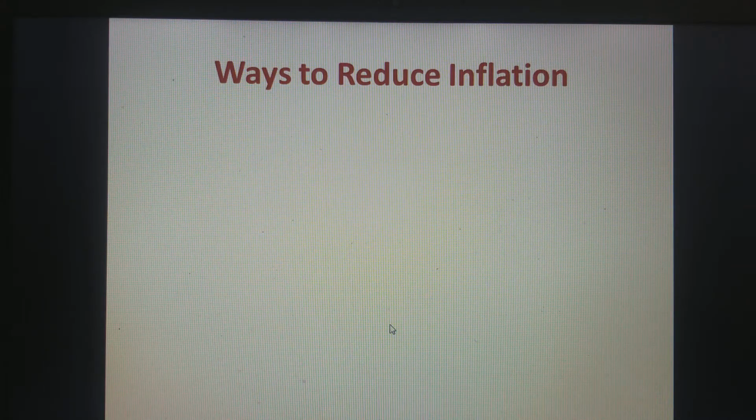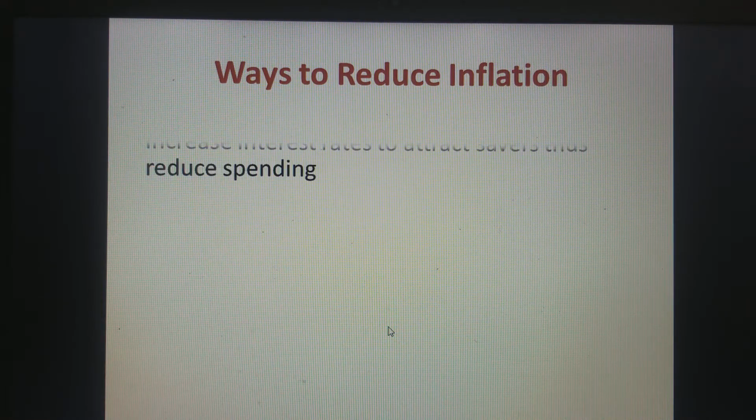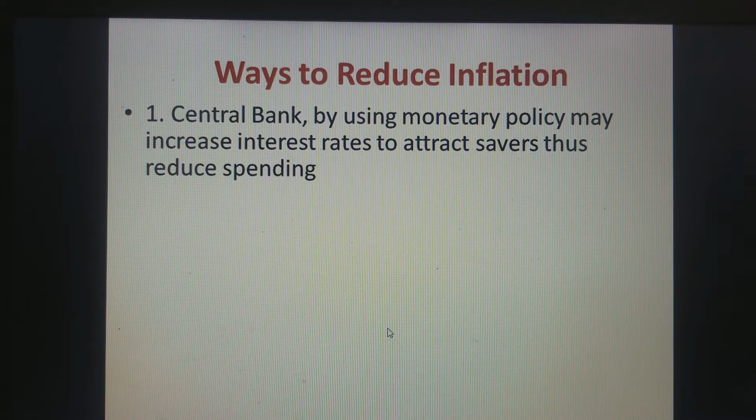Now, we're also going to look at the ways to reduce inflation. What are the ways that government put in place to reduce inflation? 1, central bank. Through the central bank, by using monetary policy, yes, they may increase the interest rate to attract savers, thus reduce spending. Let me explain what that is.